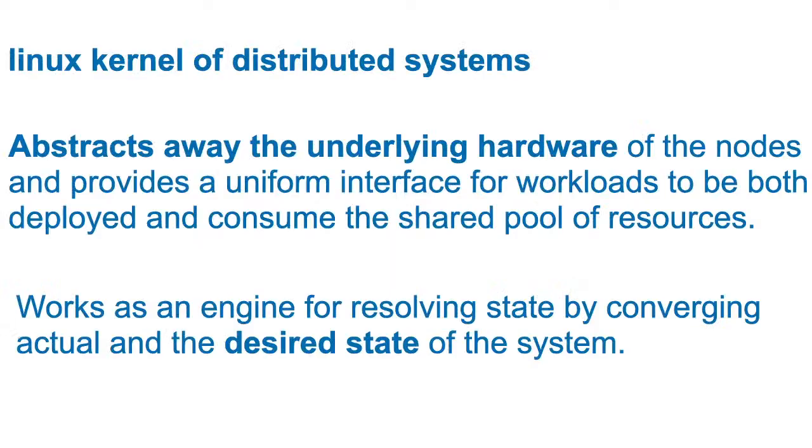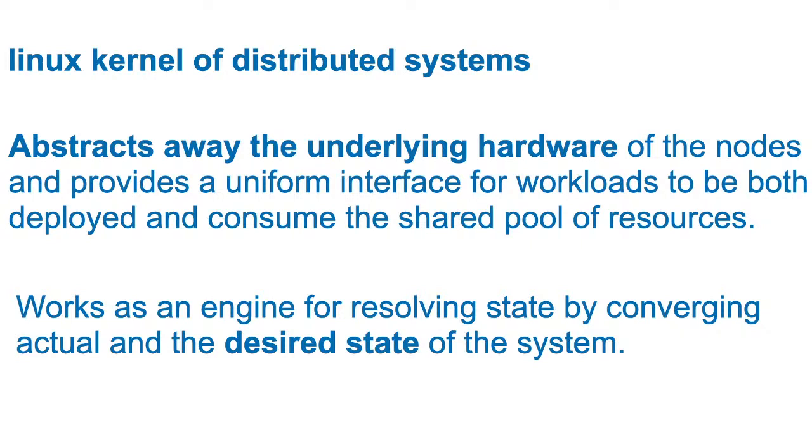It's also called the Linux kernel of distributed systems. It abstracts away the underlying hardware of nodes and provides a uniform interface for workloads to be both deployed and consumed from a shared pool of resources. So you take a number of servers, configure them, and add them to the Kubernetes cluster, which we'll go through in detail. Then as an application developer, when you are trying to consume those resources, you don't have to worry about which server it is going on to, or whether that server is up or not. Kubernetes will take care of those for you.